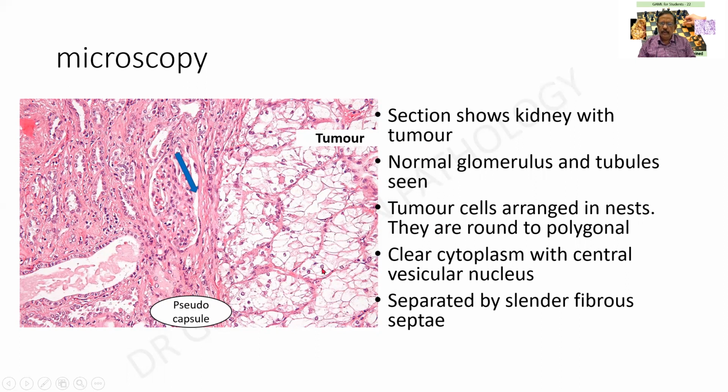Coming to the tumor, the cells are arranged in nests. Nest means a group of cells. So this is one, another one. The tumor cells are arranged in nests, and each cell has a clear cytoplasm, almost colorless or whitish, and they are separated by slender fibrous septae. These are the fibrous septae that we see.